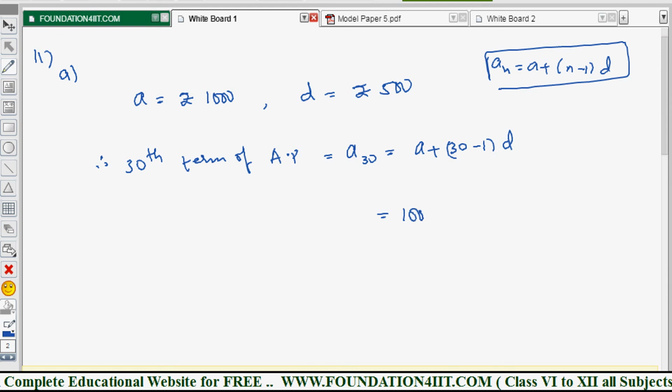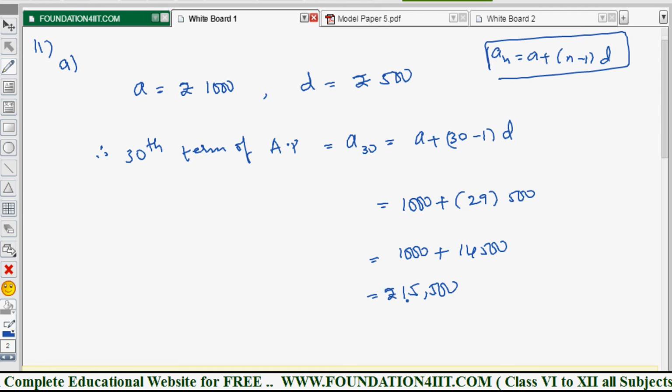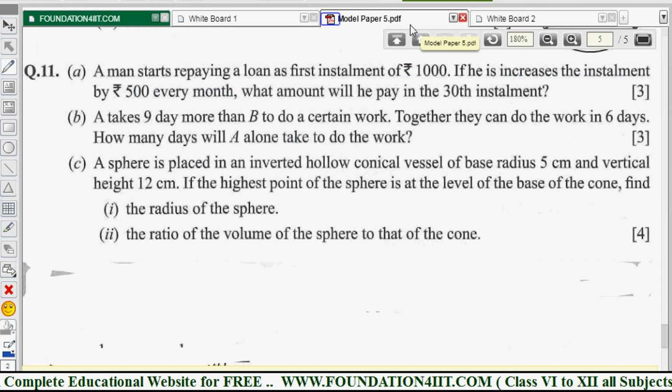A plus, so 1000 plus 38 minus 1, 37, difference is 500. We can simplify this. 1000 plus 37 into 500. 37 into 500 is 18,500. 18,500 plus 1000 is 19,500 in total. Therefore, the amount that you will pay in the 38th installment is rupees 19,500. Right? Simple question. And see the next one in this paper.